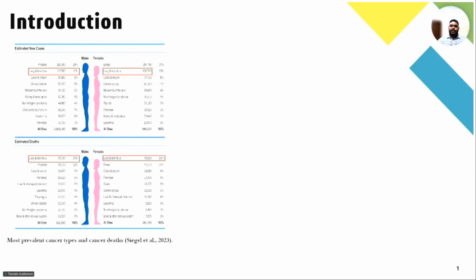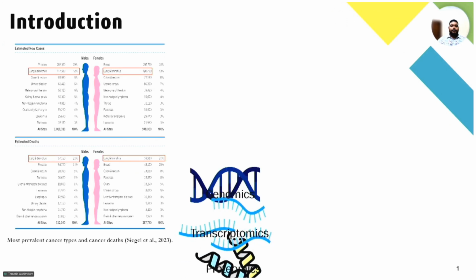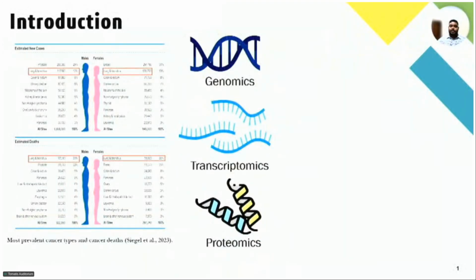According to the data for the year 2023, lung cancer remains a prevalent type of cancer and is expected to be a significant contributor to cancer-related fatalities globally. Non-small cell lung cancer, specifically lung adenocarcinoma, accounts for approximately 80 to 85% of the reported cases of lung cancer. Multi-omics provides a holistic view of the interaction between genomic, transcriptomic, proteomic, and epigenomic factors. This integrated perspective aids in unraveling complex molecular mechanisms driving cancer development and progression.